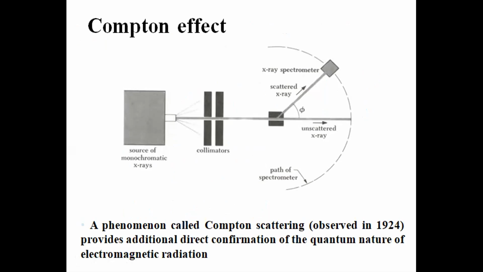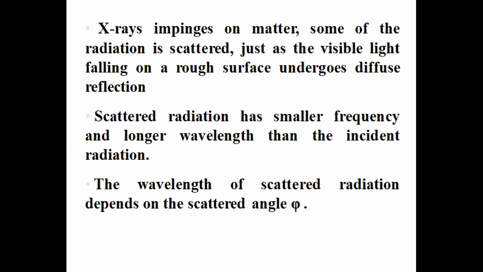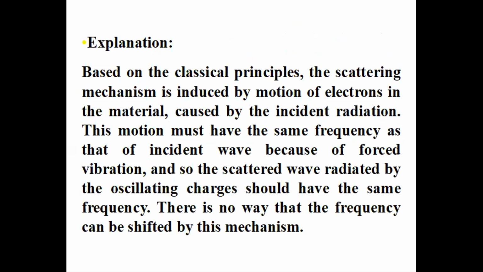Our next topic is the Compton effect. A phenomenon called Compton scattering provides additional direct confirmation of the quantum nature of electromagnetic radiation. Here, X-rays impinge on matter. Some of the radiation is scattered, just as visible light falling on a rough surface undergoes diffuse reflection. The scattered radiation has two frequencies. One has a smaller frequency and longer wavelength than the incident radiation. The other wavelength is not modified. The wavelength of the scattered radiation depends on the scattering angle phi.